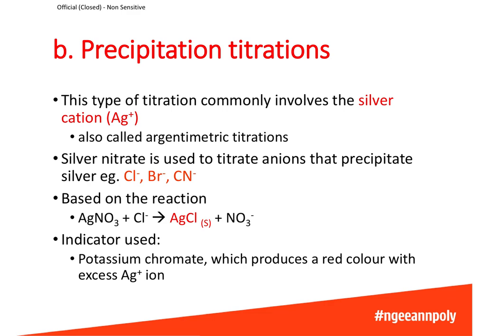An example of a chemical equation would be for chloride ion, silver nitrate would react with the chloride ion to form the precipitate of silver chloride and nitrate ion. For argentimetric titrations, the indicator used is potassium chromate, which would produce a red color with excess Ag+ ion.